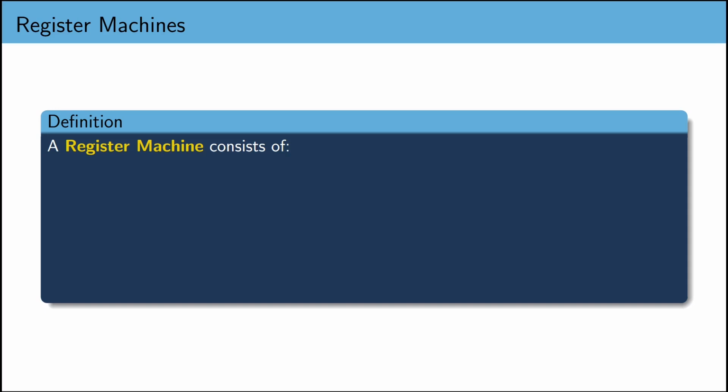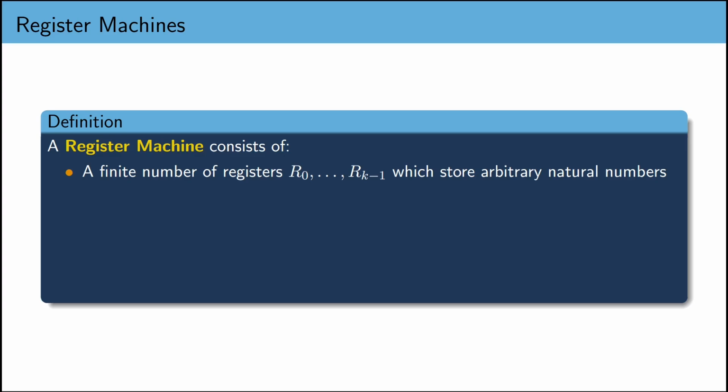These are also sometimes called counter machines. I made a separate video which I'll link down below where I prove that register machines are Turing complete and show you how to do some basic programming with them. But just to remind you, a register machine has a finite number of registers that each store arbitrary natural numbers and a finite list of instructions in some sort of assembly-like programming language describing the operation of the machine.